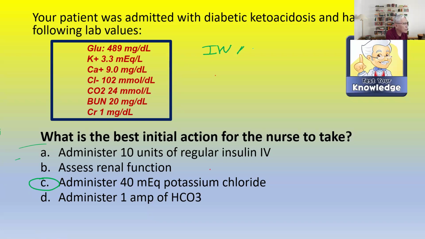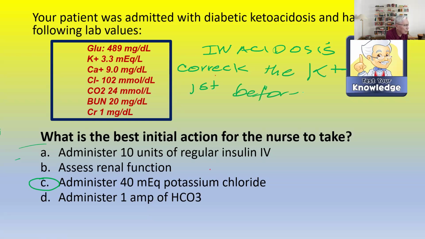In acidosis, correct the potassium first. Do you remember this now? You keep on forgetting. So in acidosis, we correct the potassium first before giving insulin.